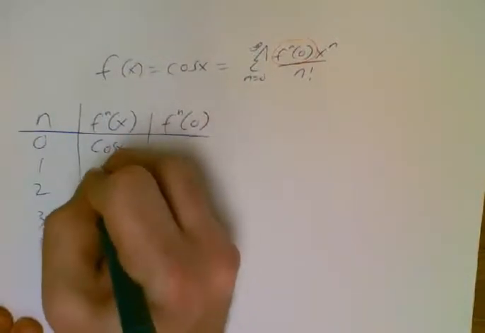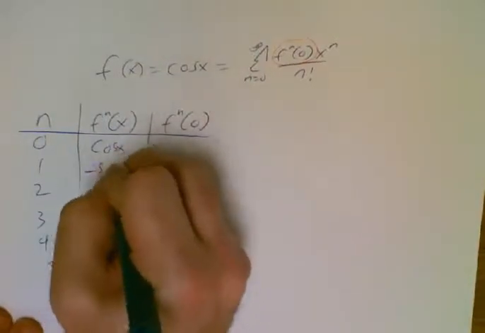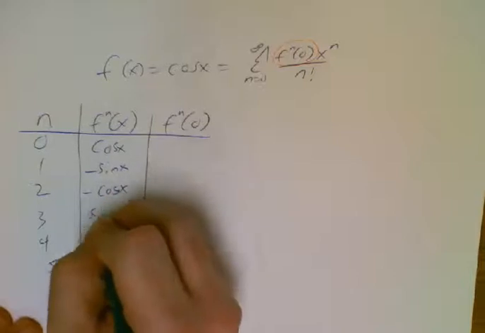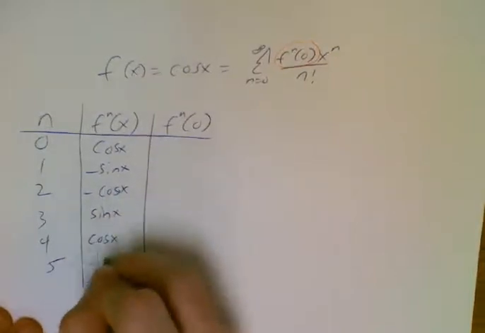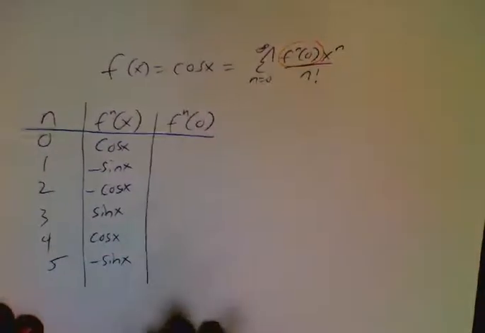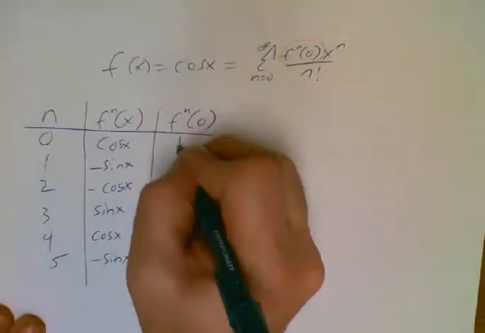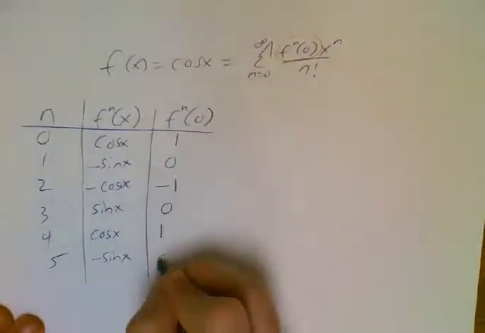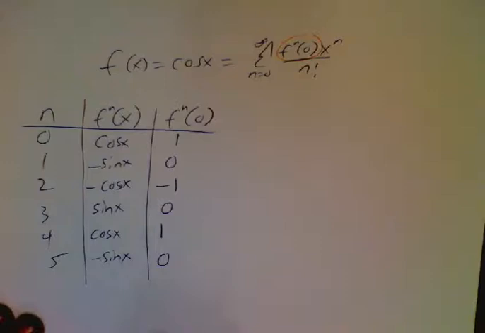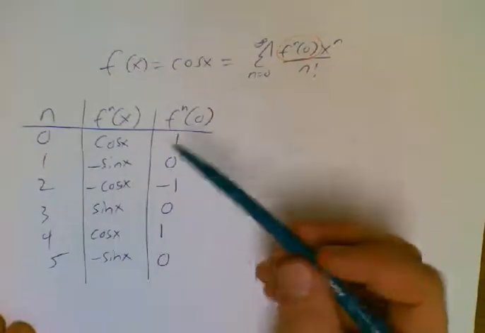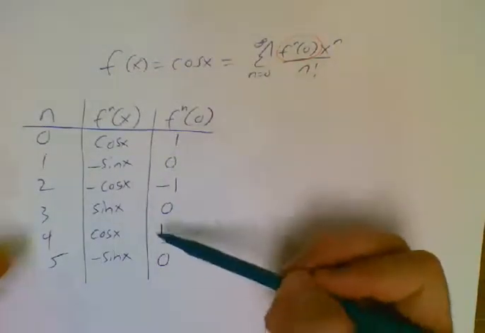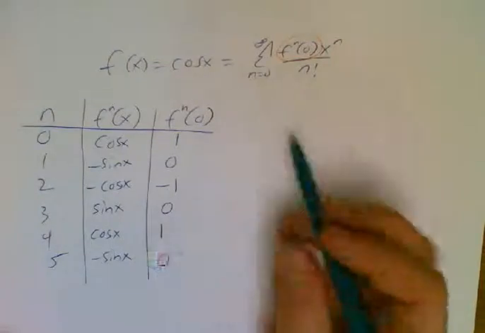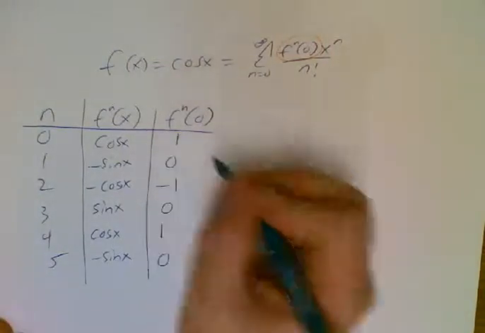Cosine x turns into negative sine x when I take the derivative, then negative cosine x, then sine x, cosine x, negative sine x. Okay, put in 0, I get 1, 0, negative 1, 0, positive 1, 0, etc., etc. So as I said, if you watch the sine x video, this is very similar, except it's all just shifted, you know, basically one row up. So you actually are starting with a 1 this time instead of a 0.